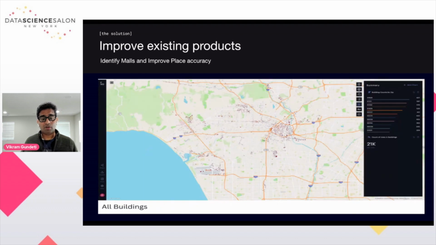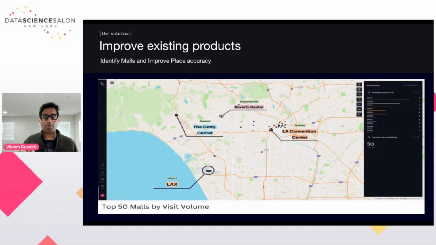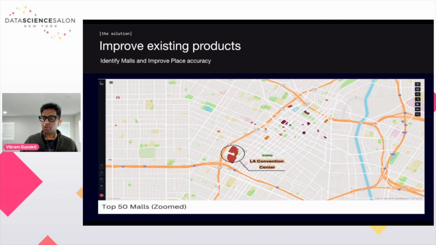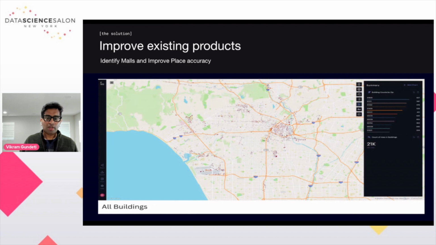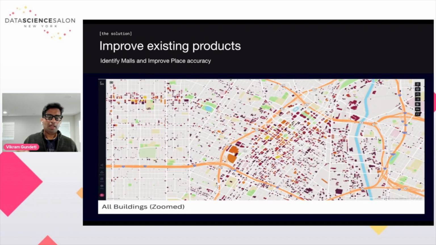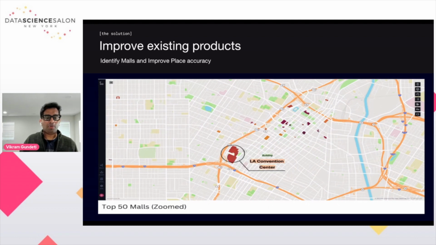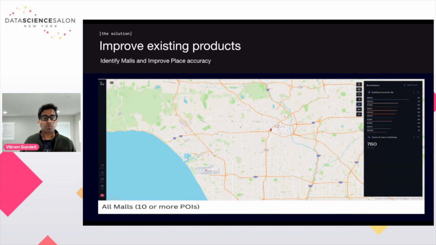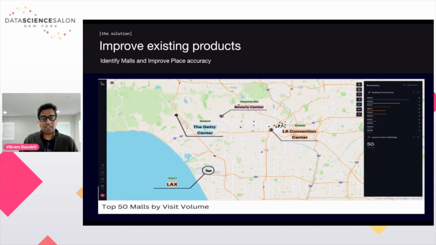The other thing it will allow us to do is, we have models to detect drop off points for a POI. And when you know multiple POIs are part of the same building, you can use that information to accurately predict where the drop off point is for those POIs. So it helps in improving the data quality of our places product, but that's just one example.